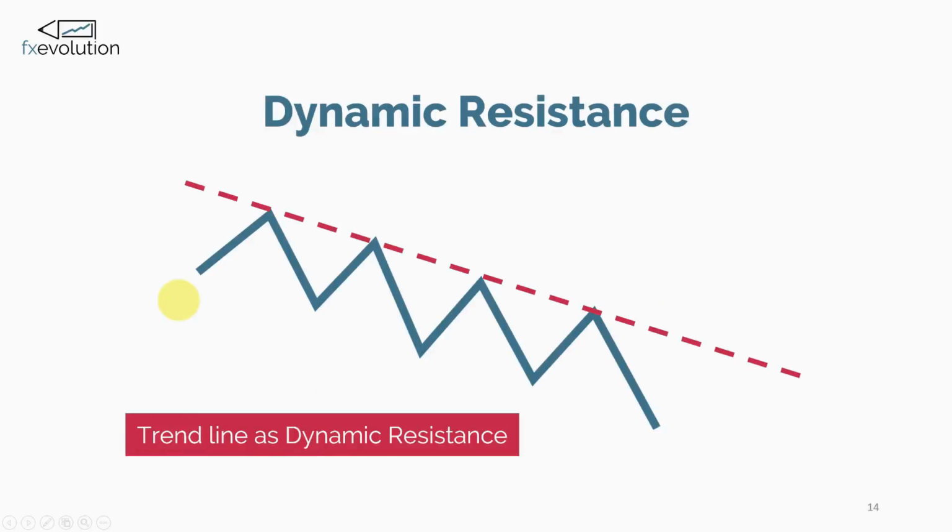So the same technique can be used in bearish markets or downward markets, and that forms dynamic resistance. You can see the price is steadily decreasing, but every time it increases, it comes back to the same trend line as dynamic resistance.